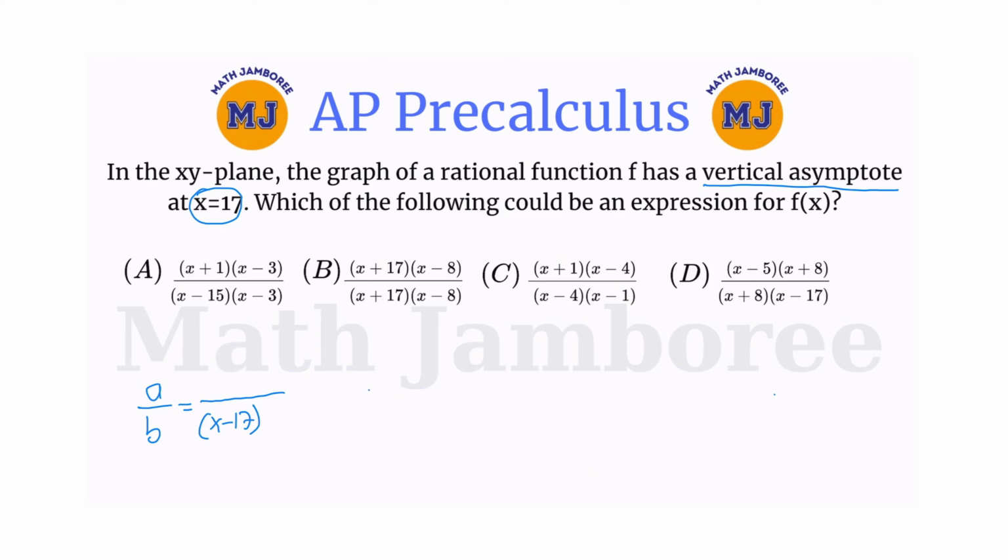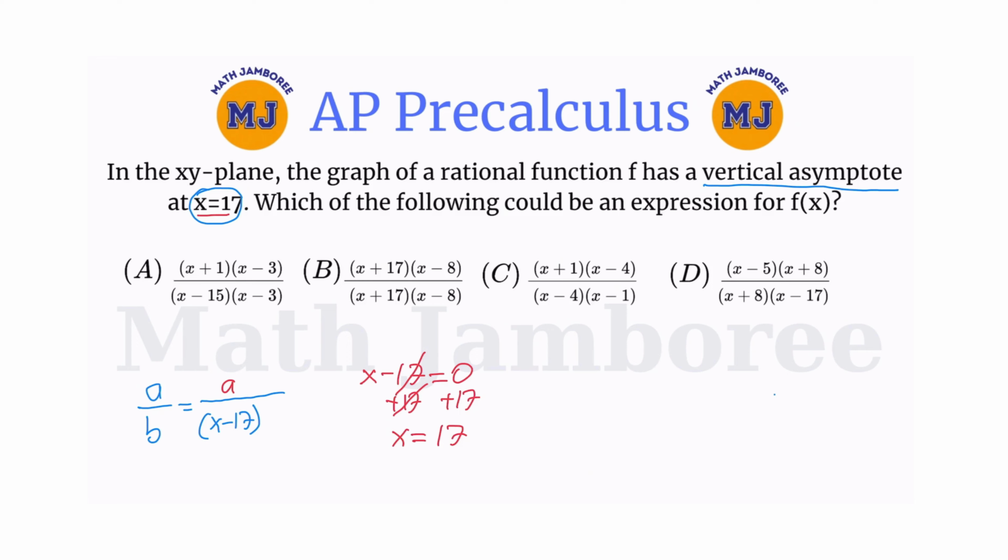Why? Let me show you. When I solve x minus 17 for 0, I will get x equals 17, which is what they indicated in the question. So the numerator doesn't really matter. We're looking for x minus 17 in the denominator of a rational function.